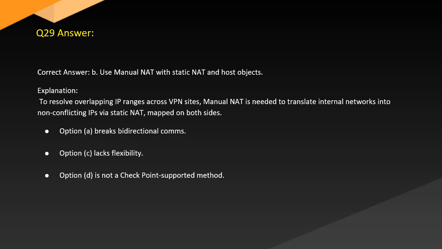Answer. Correct answer: B. Use manual NAT with static NAT and host objects. Explanation. To resolve overlapping IP ranges across VPN sites, manual NAT is needed to translate internal networks into non-conflicting IPs via static NAT mapped on both sides. Option A breaks bidirectional comms. Option C lacks flexibility. Option D is not a Check Point supported method.